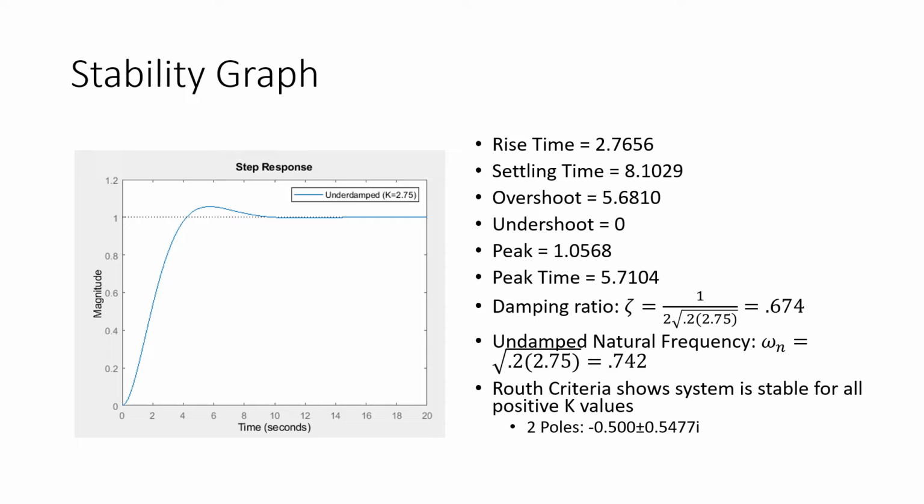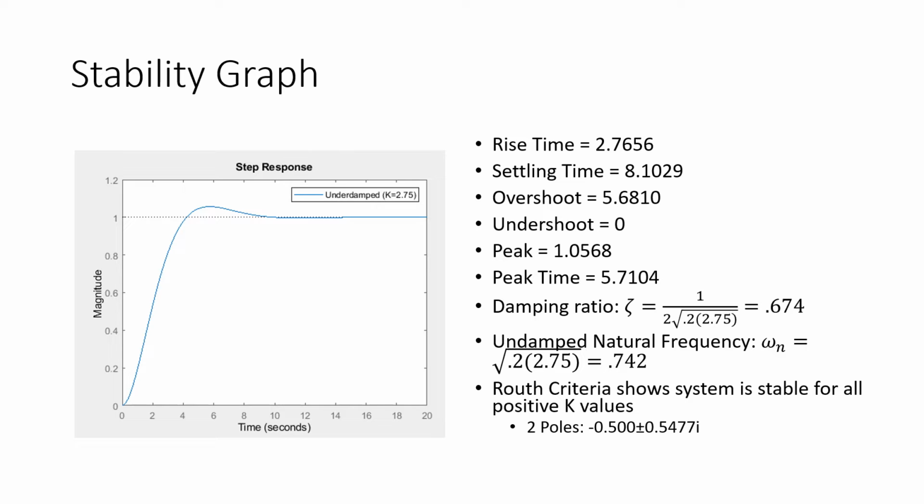As you can see here, here's the step response graph, and here's all the data that comes along with that, including the rise time, settling time, overshoot, and peak time. We're also able to calculate the damping ratio based on the first equation that I showed in the second or third slide, using that same equation with the 2.75 plugged in as our K, as well as finding the undamped natural frequency, plugging our K value into that equation to get our natural frequency.